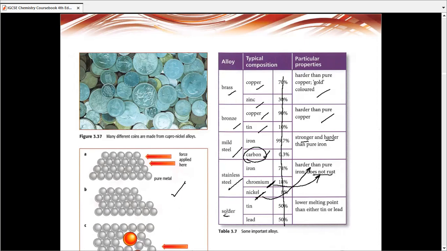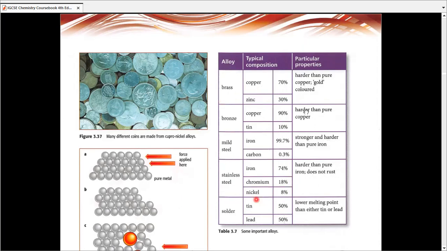Next up on the list is solder. Solder is a combination of equal amounts of tin and lead, and it has a lower melting point than either tin or lead, which is actually beneficial for us when we are dealing with electrical circuits. So when we talk about alloys, the elements we mix and the properties we get are good enough for us. We don't need to go with the percentages in IGCSE.